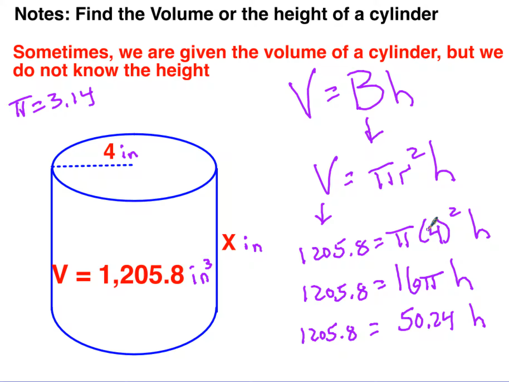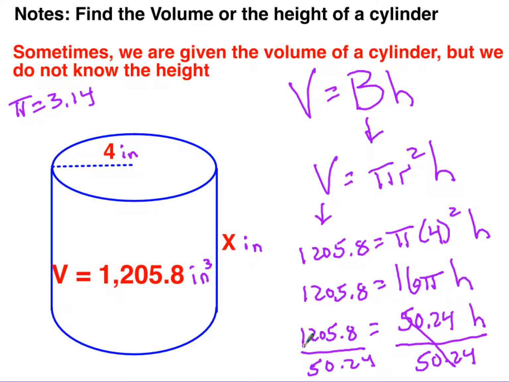My last step would normally be to multiply by pi or multiply by my height, but I don't have a height. So I need to solve for h, and I need to recognize this is a one-step equation. I've got 50.24 times something equals 1,205.8. So if I just divide both sides by the same thing, they cancel out, and this would give me my height.